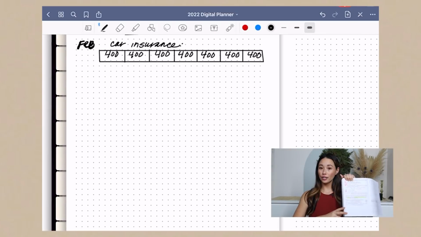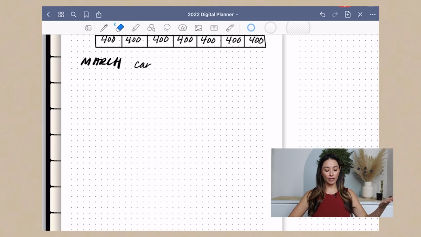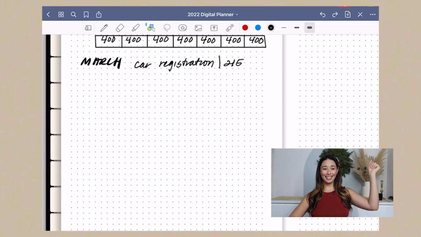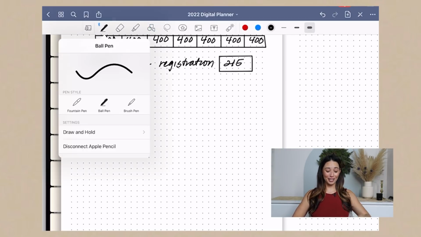Anyways, car insurance is February. That's again for next year. I'm still with Mercury Insurance. March is a very light month. I just have my car registration, which is $215. The benefits of having a 2013 Fiat, y'all, because Brian's car registration for his Tesla is $1,000. So that's what I'm gonna say for that.